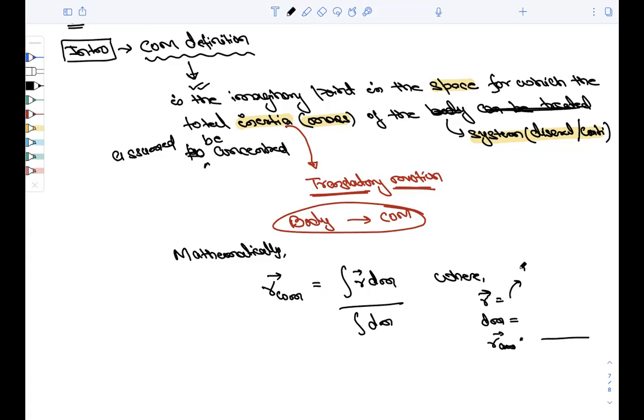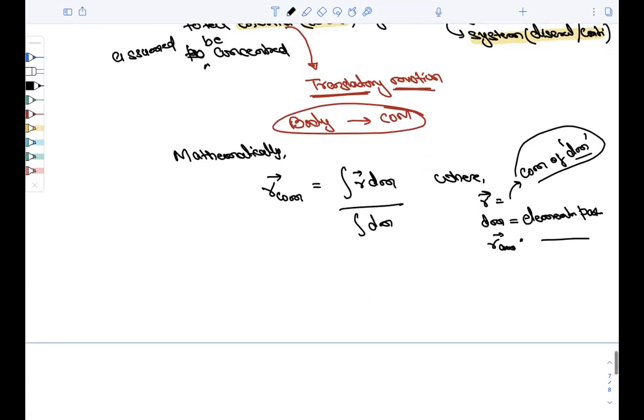R is the center of mass of the dm, that is the elementary particle, and dm is the elementary particle, elemental mass that we are taking into consideration, right? And R is the center of mass of that elemental mass. So this should be your इंट्रोडक्शन. यहां तक इंट्रोडक्शन हो गया. 10 मार्क्स का क्वेश्चन है.